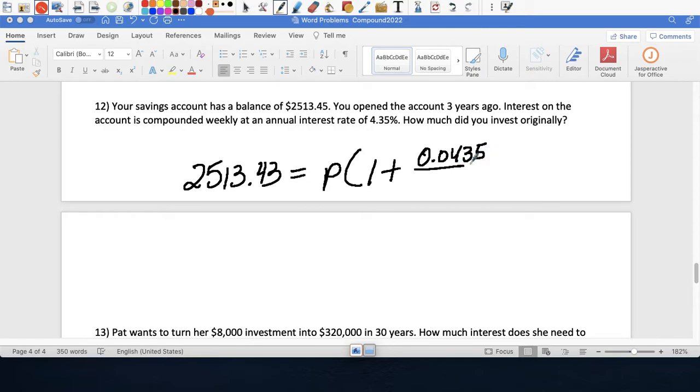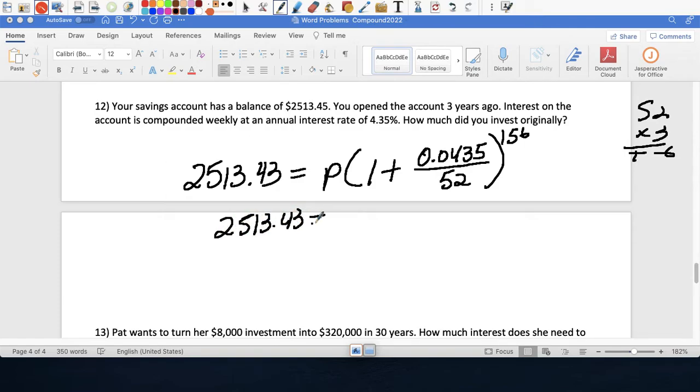Weekly, remember how many weeks do we have in a year? 52, so we're going to divide this by 52. On top here, it's 52 times how many years? Times 3. Okay, which is 156. All right, so this one's not that difficult. So 2513.43 equals P. Let's figure out what that whole mess looks like.